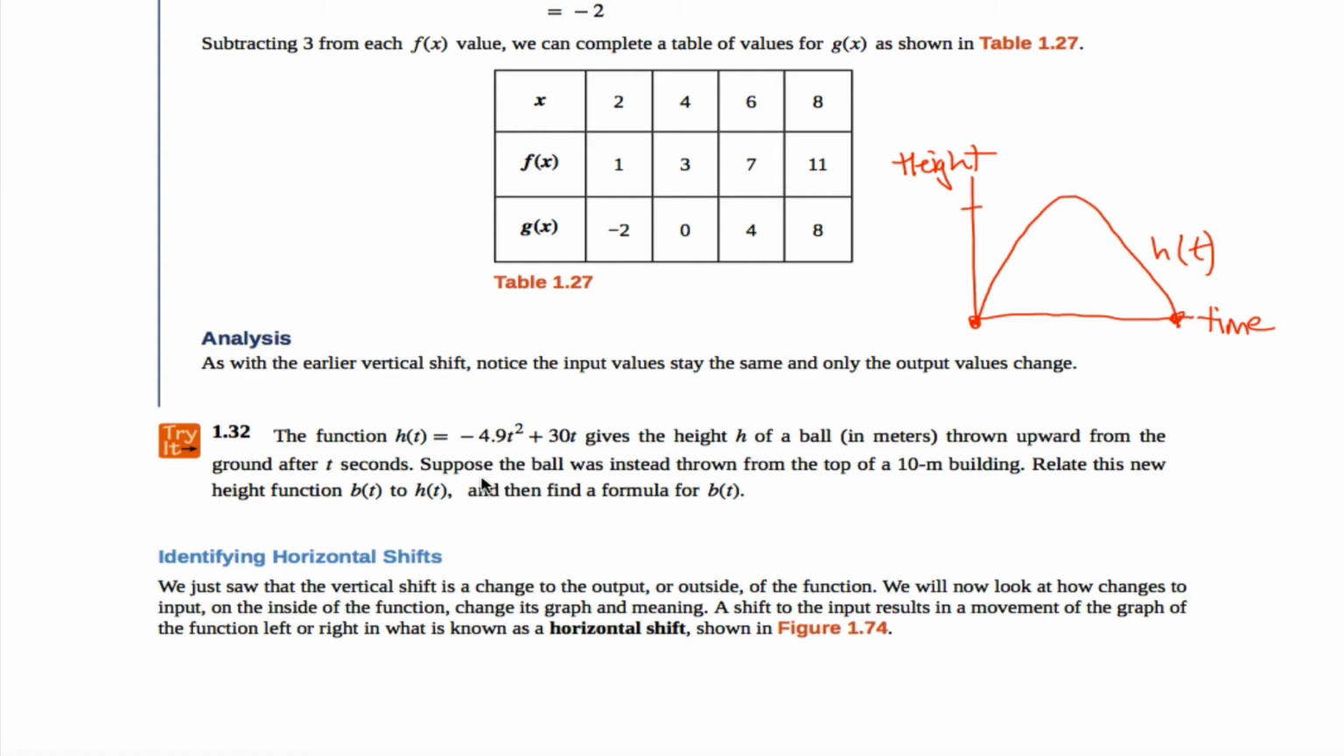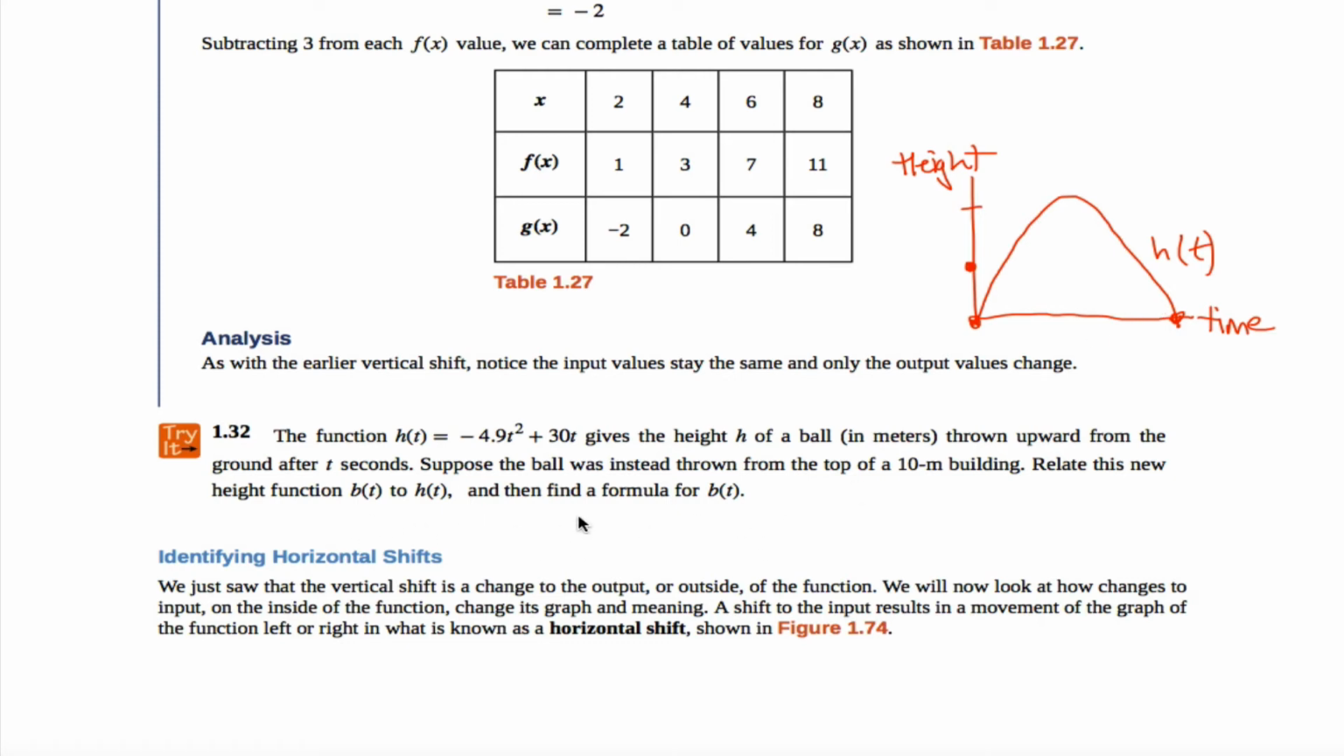But wait a minute, what if things changed a little bit? What if instead of throwing it from the ground, you threw it from the top of a 10-meter building? Then at time 0, the height wouldn't be 0 anymore, it would be 10. And in fact, there's nothing special about this point. That would happen for every single point along my function, right?